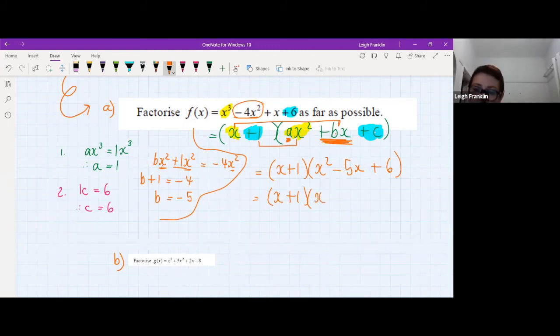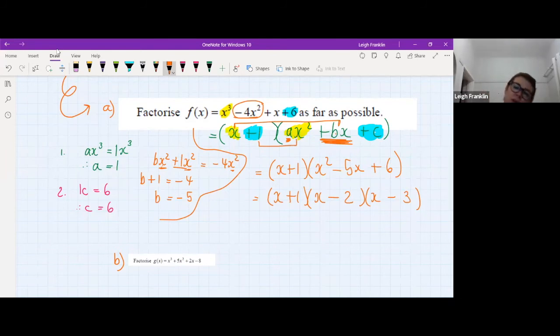We can see that we've got to have two numbers. When we times them, it gives us 6. When we add them together, it's got to give us -5. So because this middle term is negative and the last term is positive, both brackets have to have a minus in them. Okay, and obviously one bracket would be -2, and the other bracket would be -3. Okay, and now your expression is fully factorized.